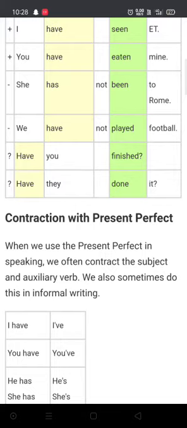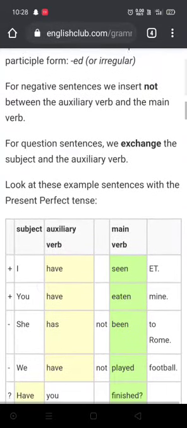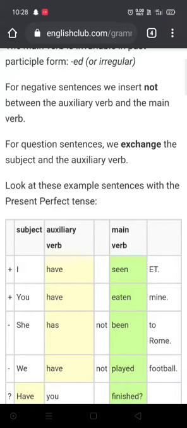Okay, so if you remember here, I read a rule. For question sentences, we exchange the subject and the auxiliary verb.